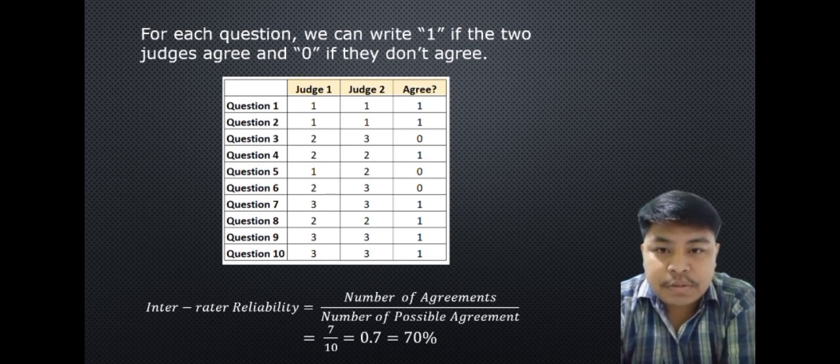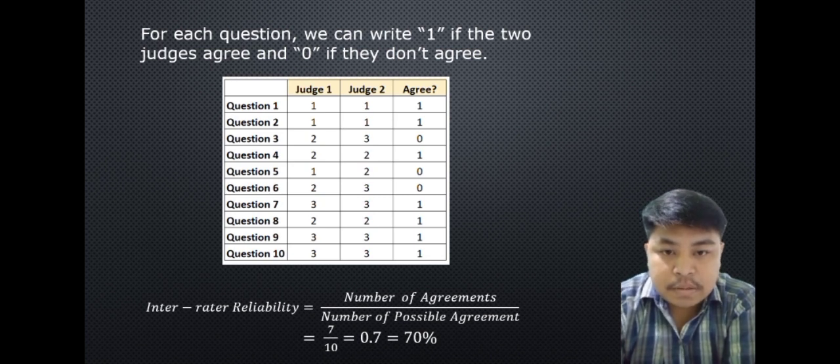For each question, we can write 1 if the two judges agree and 0 if they don't agree. So we can write this in the fourth column. Based on the table, the number of agreements between the first judge and the second judge is 7. So this means that they agreed on 7 questions or items in terms of their difficulty.